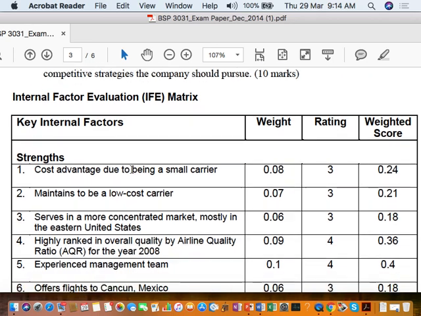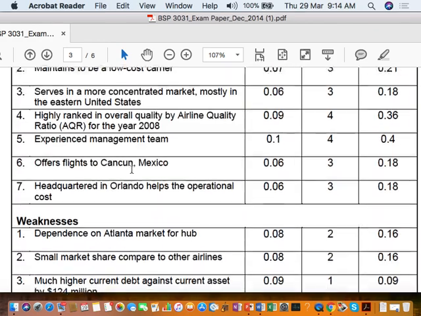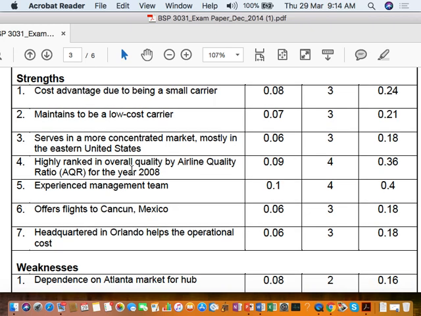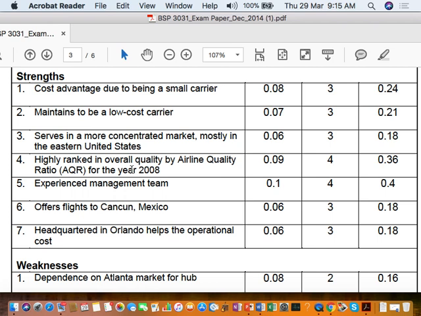So by now, everybody should know how to do an IFE, and everybody should know the principles of any matrix like this, IFE, CPM, EFE. So when we are analyzing this, what stands out for you in the strengths? Why are you focusing on number four, the highly ranked overall quality? She's saying because it has a weight of 0.09. What else should you want to look at? You're also looking at five because experienced management team has a weight of one, which suggests the two of these are the most important critical success factors.